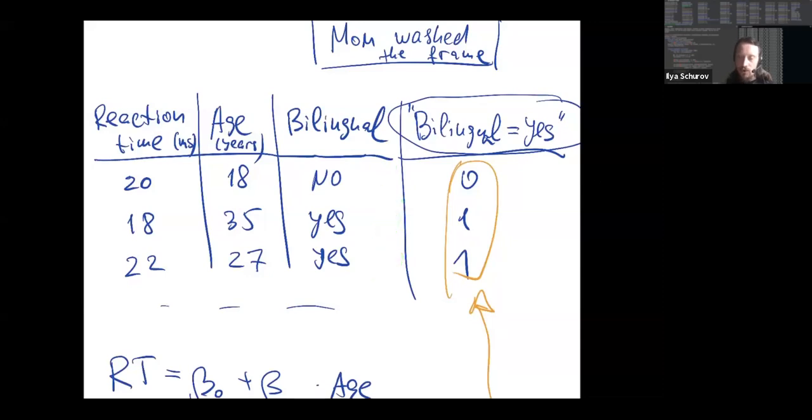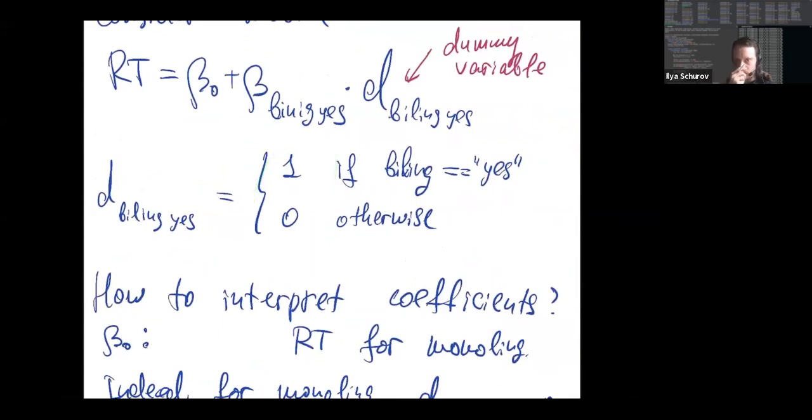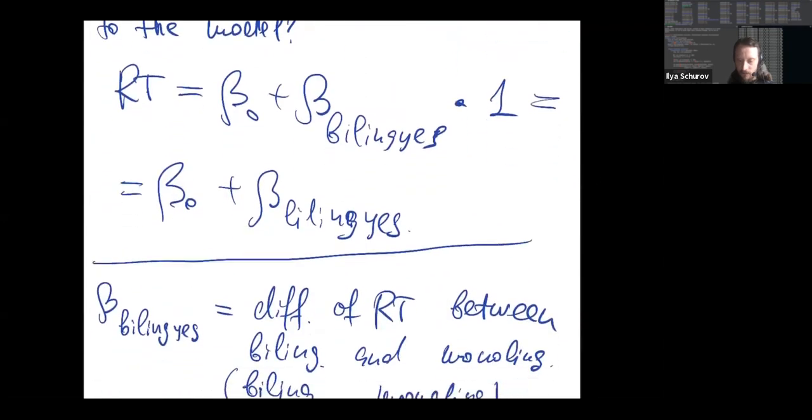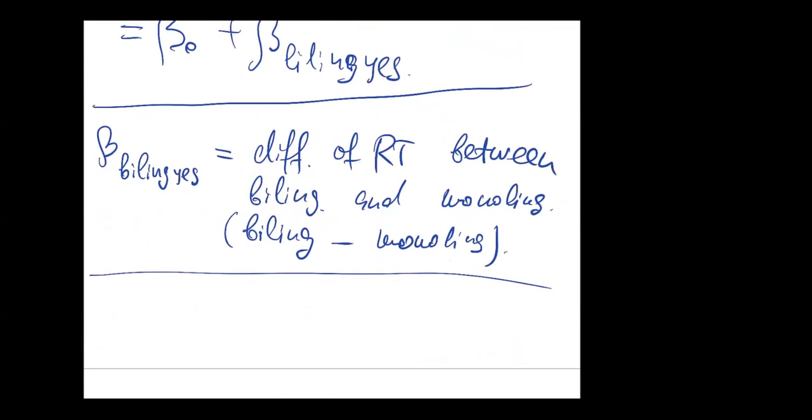Can I do that? Of course. There is actually no way to prefer one method over another. It is possible, for example, that I have a variable called monolingual, with a yes and no here, opposite to the ones that I have here. So what changes if I change this encoding to the opposite? The beta naught will be the reaction time of the bilinguals, and beta naught plus beta monolingual will be the reaction time for monolinguals.